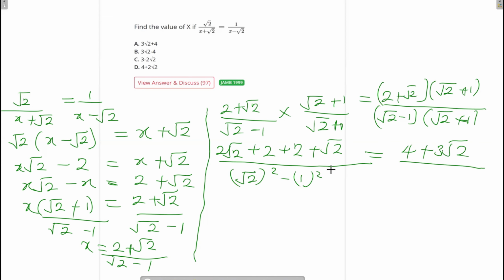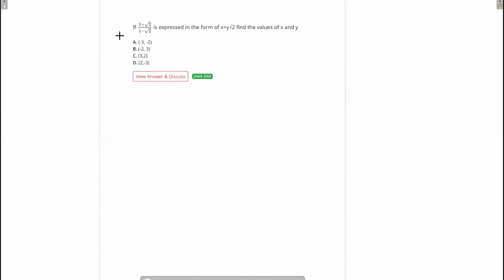If you simplify this further, this will be 4 plus 3 root 2. Root 2 plus 2 root 2, that's 3 root 2, over. The square root here, we cancel the square. That means we have 2 minus 1. The answer becomes 4 plus 3 root 2. That means our x is 4 plus 3 root 2, so the option is A. Let's move to the next one.